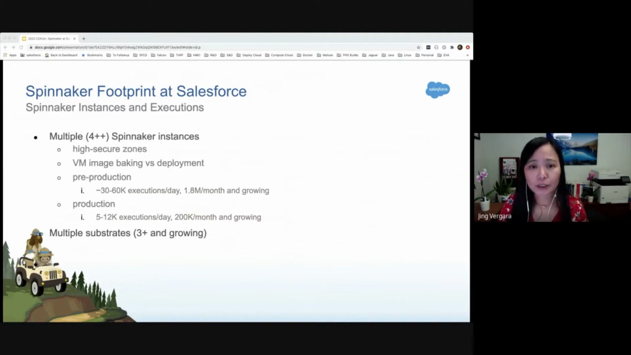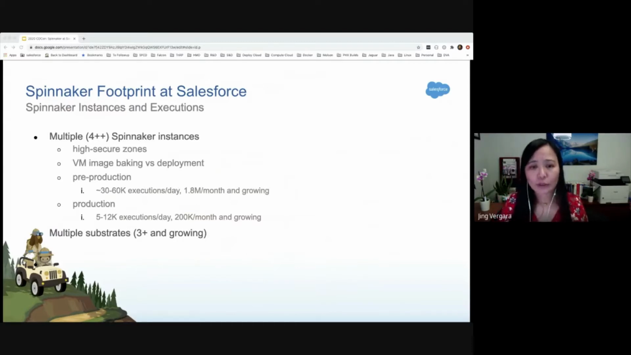Currently, our pre-production environments have about 30 to 50,000 executions per day, which is about 1.8 million per month. And this number continues to grow. And in production, we have about 5 to 12,000 executions per day, which is about 200,000 per month and growing. We are forecasting that production's usage will grow more than what we have in pre-production very, very soon.